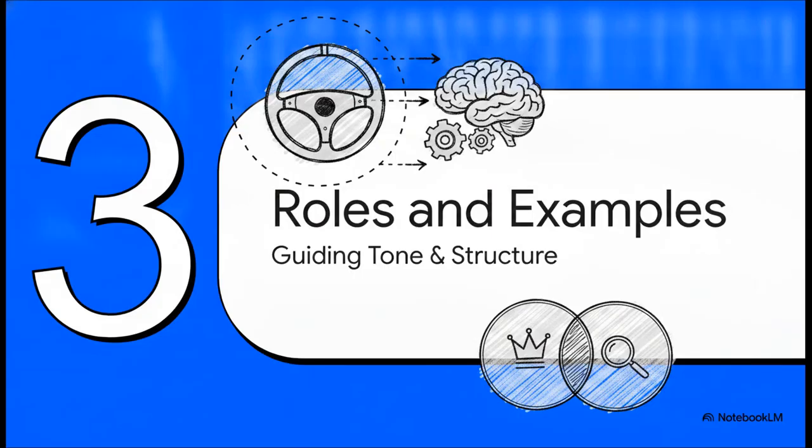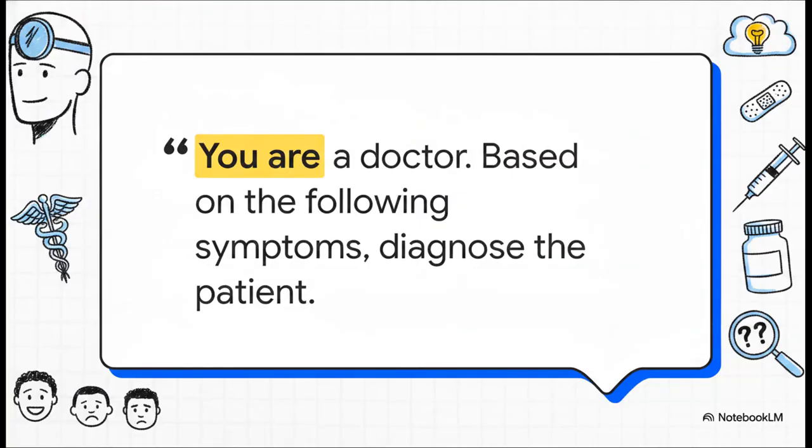Section 3. Context, roles, and examples. Guiding tone and structure. Now we'll move on to 2 anatomical components that give the AI a specific perspective and a clear pattern to follow. Now that we have our engine, we really need to steer it. Let's look at the role or persona first. You are a doctor. Based on the following symptoms, diagnose the patient.